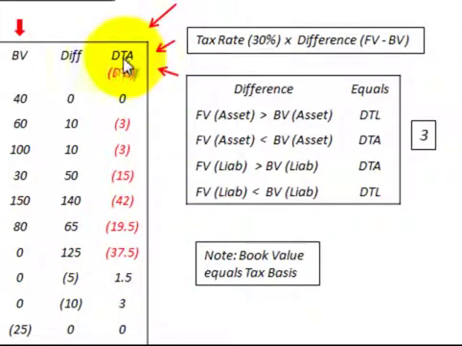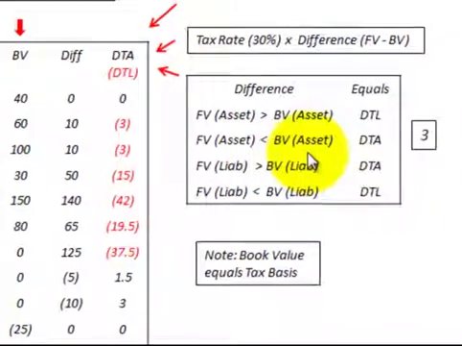Now, to determine if it's a deferred tax asset or a deferred tax liability, we have to go through our little chart here. So I've got it set up here as where the difference equals either a deferred tax asset or a deferred tax liability. So if the fair value of the asset is greater than the book value of the asset, comparing the two here, then it's a deferred tax liability, and if the fair value of the asset is less than the book value of the asset here, it would be a deferred tax asset. And then for our liabilities, it would be the fair value of the liability. If it's greater than the book value of the liability, then we have a deferred tax asset here, and if the fair value of the liability is less than the book value of the liability, then we have a deferred tax liability.